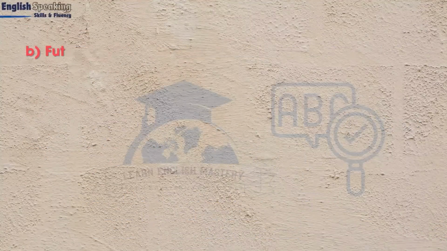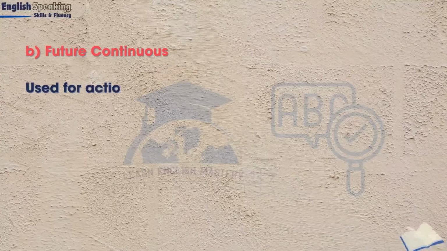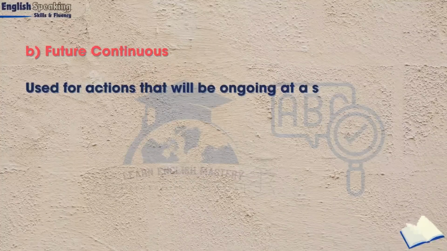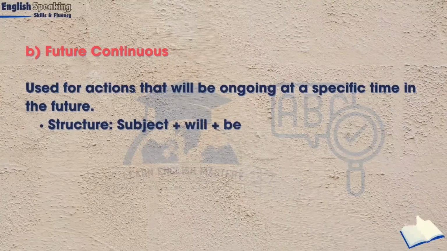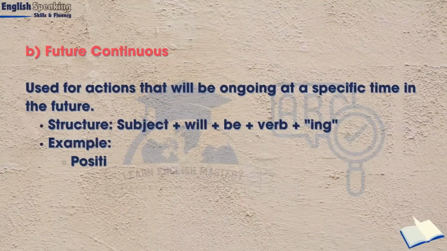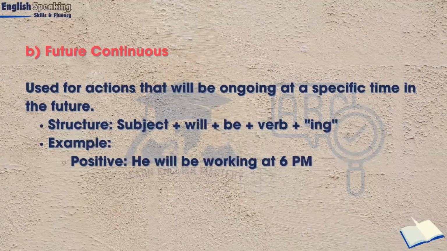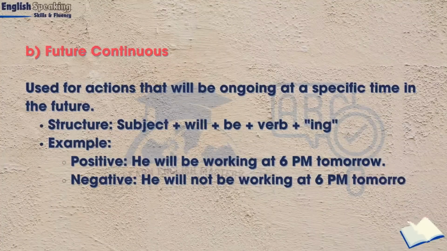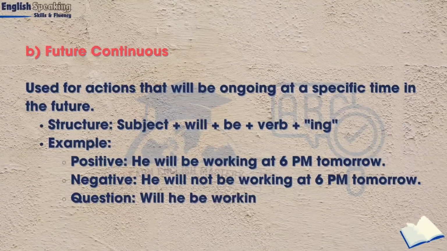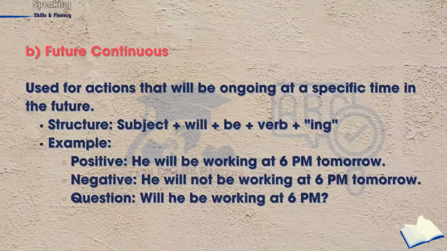b. Future continuous, used for actions that will be ongoing at a specific time in the future. Structure: subject + will be + verb-ing. Example: positive, he will be working at 6 p.m. tomorrow. Negative, he will not be working at 6 p.m. tomorrow. Question: will he be working at 6 p.m.?